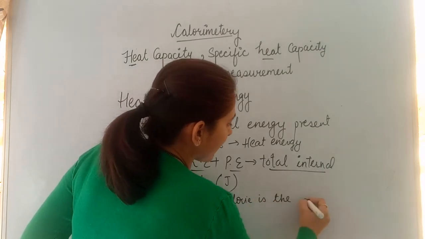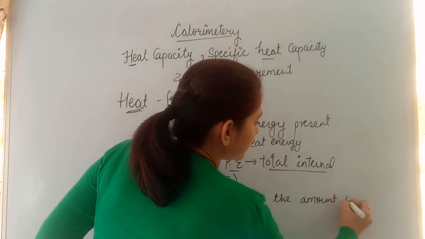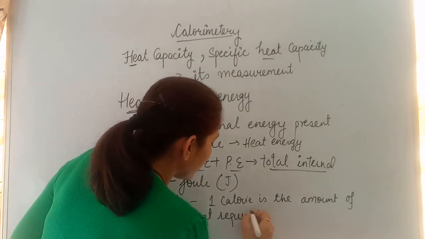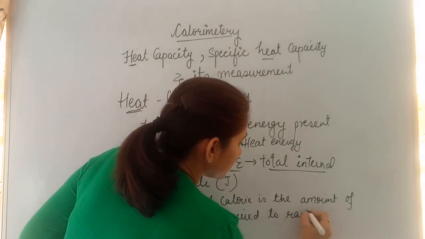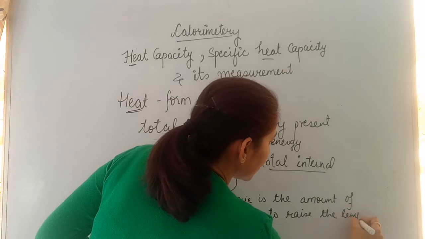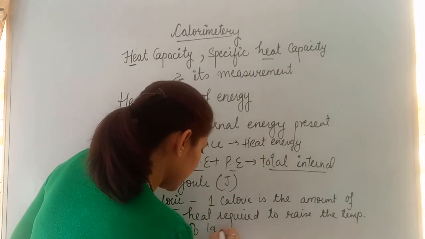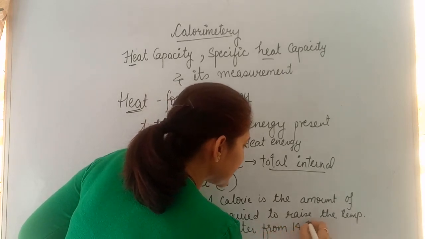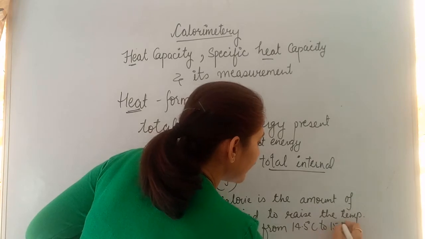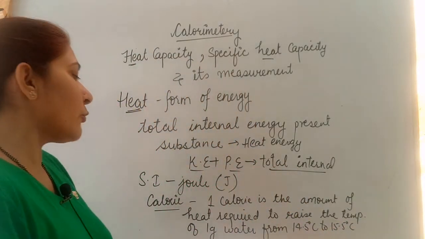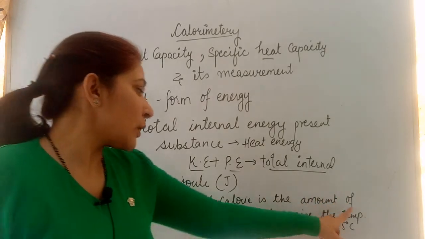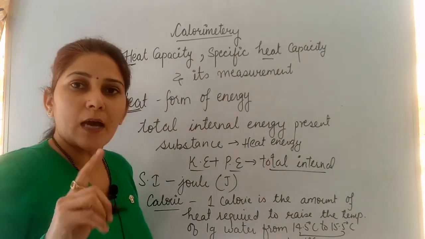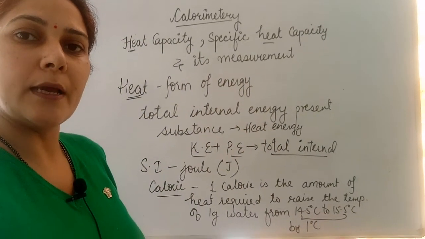the amount of heat required to raise the temperature of 1 gram of water from 14.5 degrees Celsius to 15.5 degrees Celsius. Basically what can we say? 1 calorie is the amount of heat required to raise the temperature of water by 1 degree Celsius, because in total the temperature of water is increased by 1 degree Celsius.